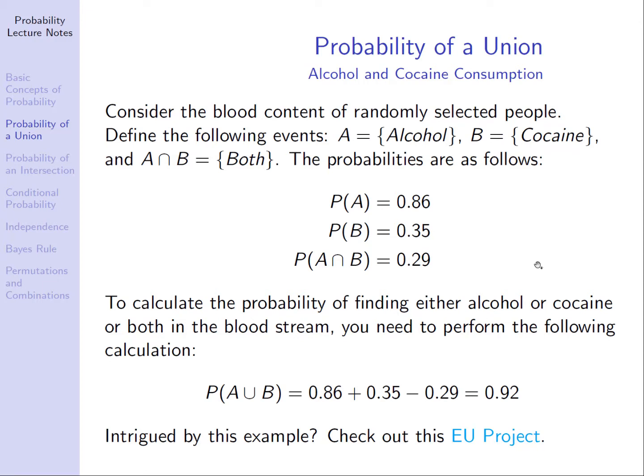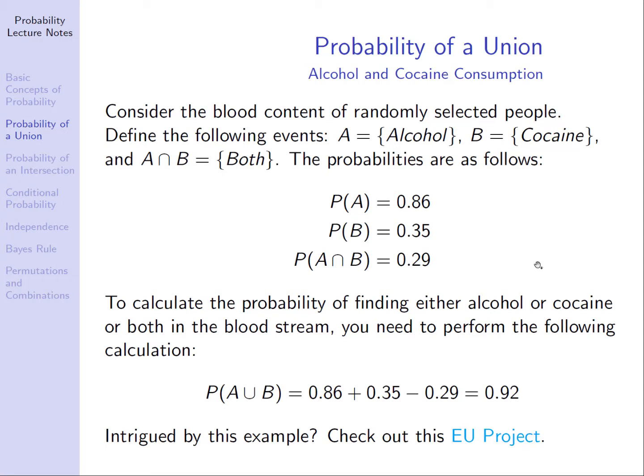The probabilities are as follows. The probability of finding alcohol is 86%, the probability of finding cocaine is 35%, and the intersection is 29%. That means 29% of people have both substances in their blood. If you want to find the probability that a person has either substance or both in their system, then you have to perform the following calculations.